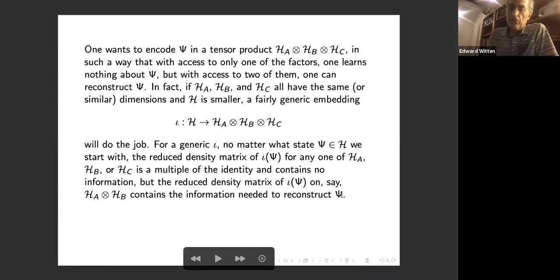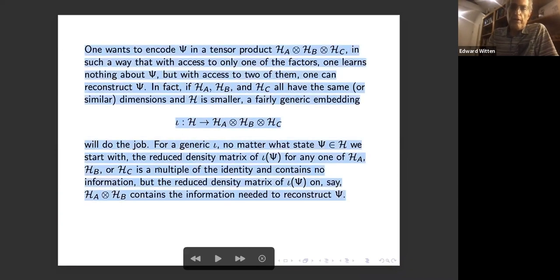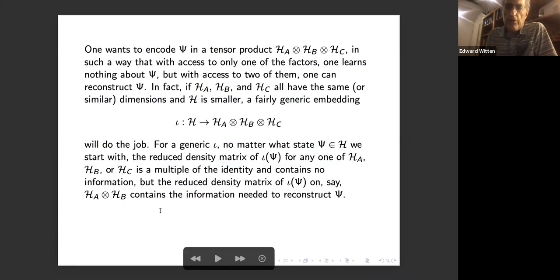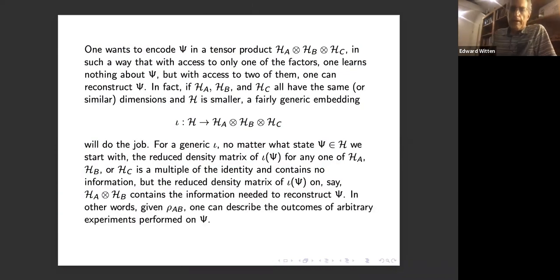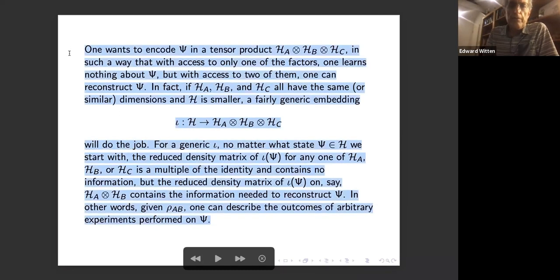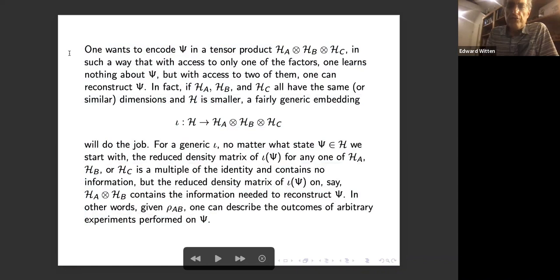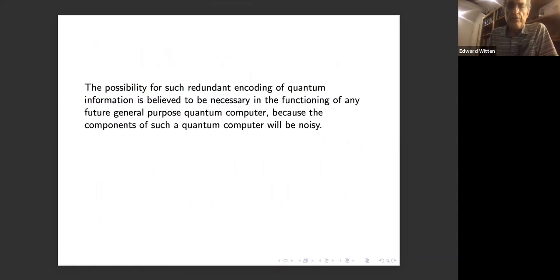So unpacking this and convincing you it's true would be a longish story. But what the statement means is that given rho_AB, the reduced density matrix on two factors, you can describe the outcomes of arbitrary experiments performed on psi. But I won't try to prove the assertions made on this slide. I'm only going to say that these are standard assertions in quantum computer science.